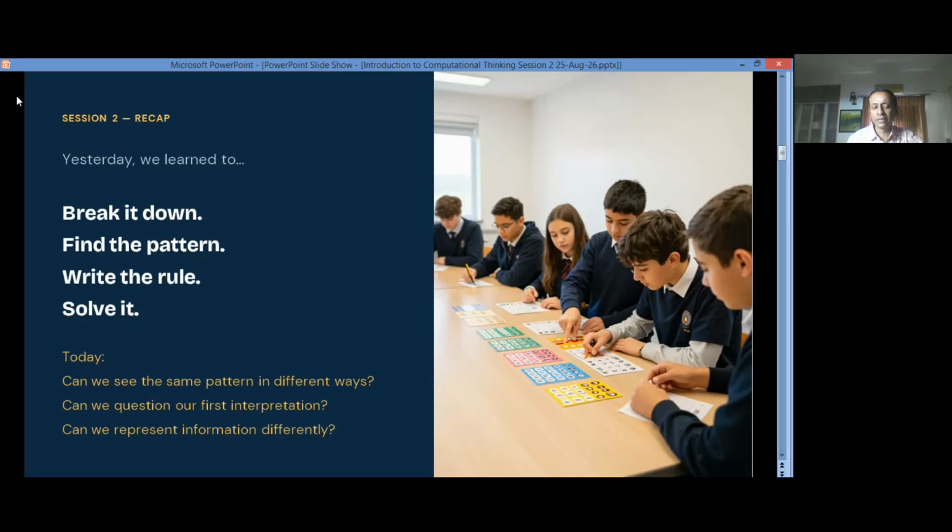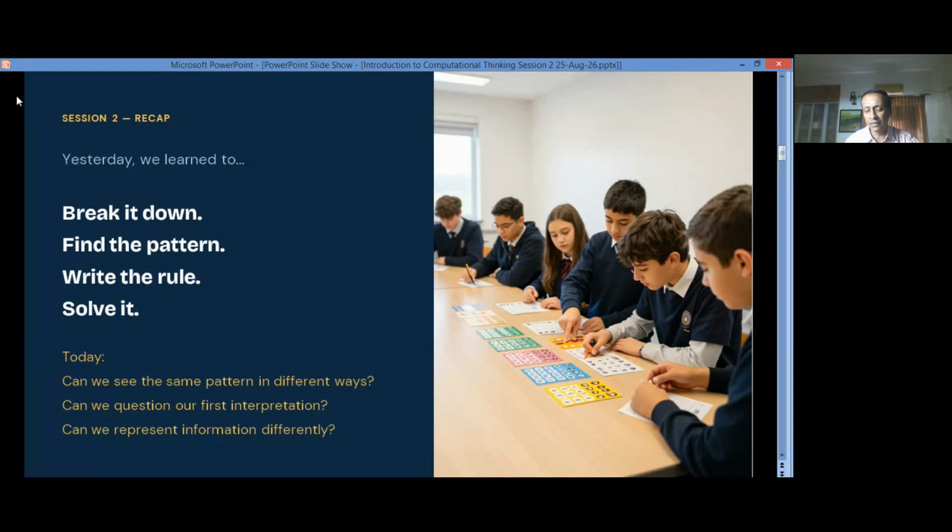And today's session, what are the things we are going to cover? So the first thing we will look at is, given a pattern, once we identify a pattern, can we look at the same pattern in different ways? Is there only one way to look at a pattern, or are there many ways of looking at a pattern? That is something we will spend some time today discussing. And then the second aspect is, once we identify a pattern and once we come to a conclusion that is based on our initial interpretation, now, the challenge is, can we question our first interpretation?